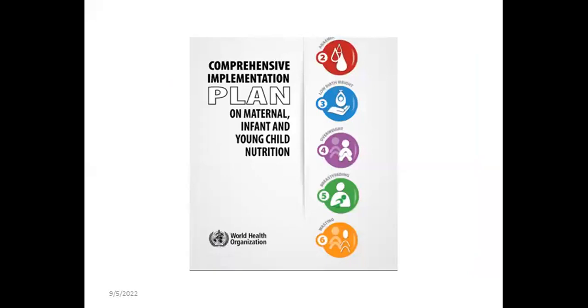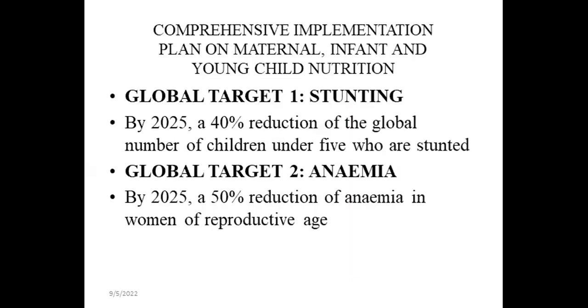Another plan developed by WHO is the Comprehensive Implementation Plan on Maternal, Infant and Young Child Nutrition. Global targets have been set according to this plan. The first global target is stunting. According to this plan, by 2025, a 40% reduction in the global number of children under 5 who are stunted.